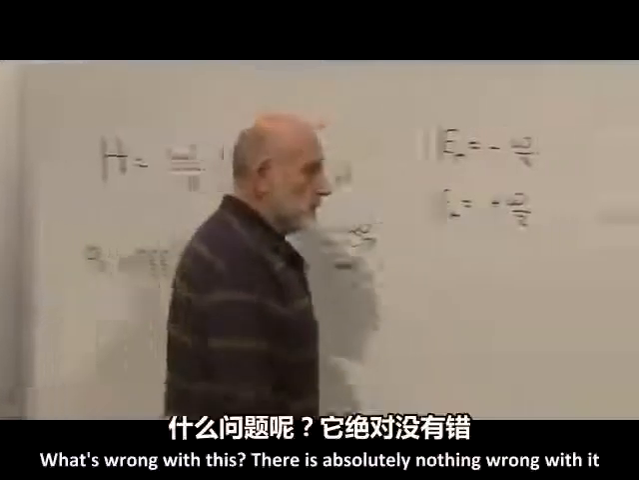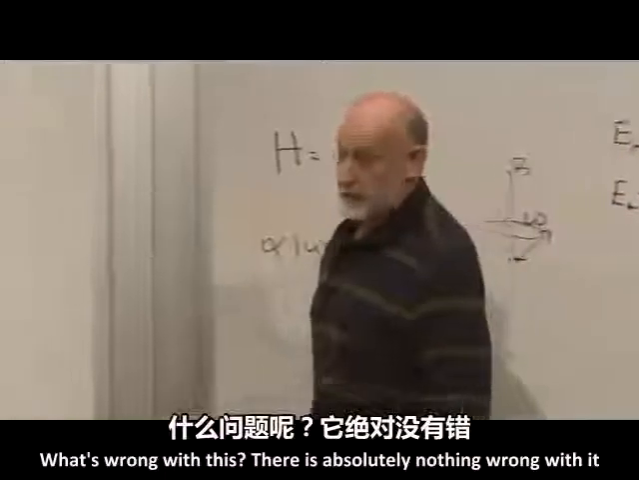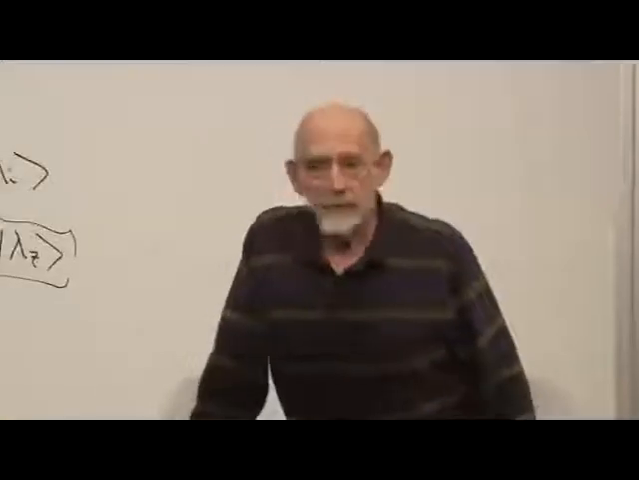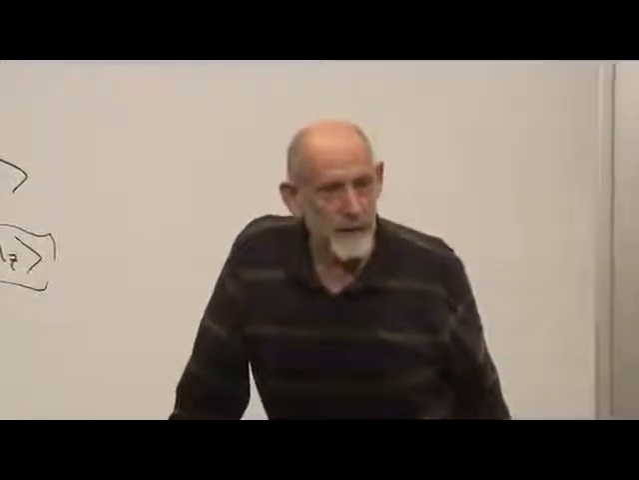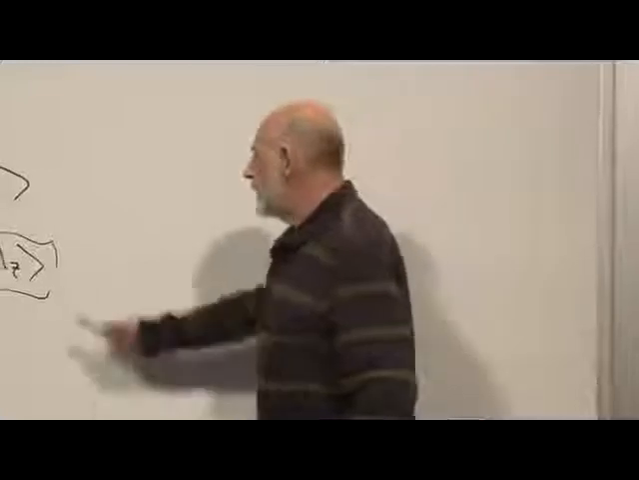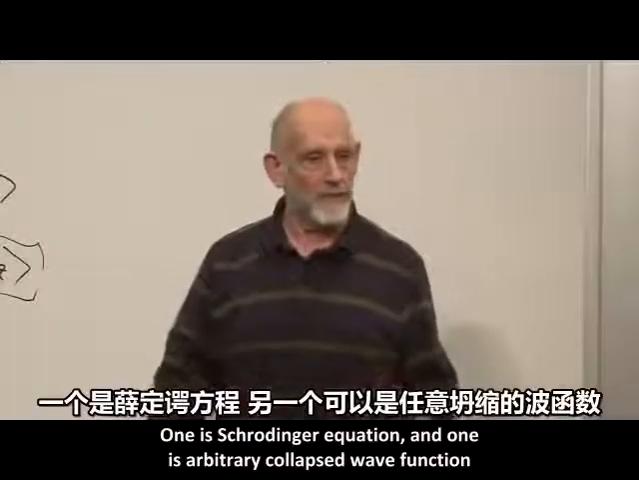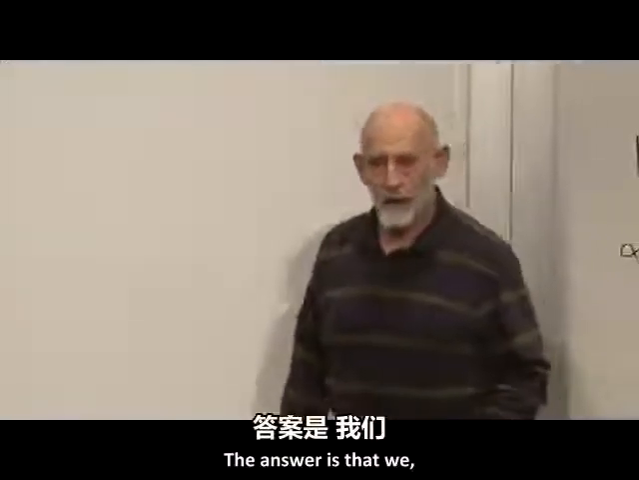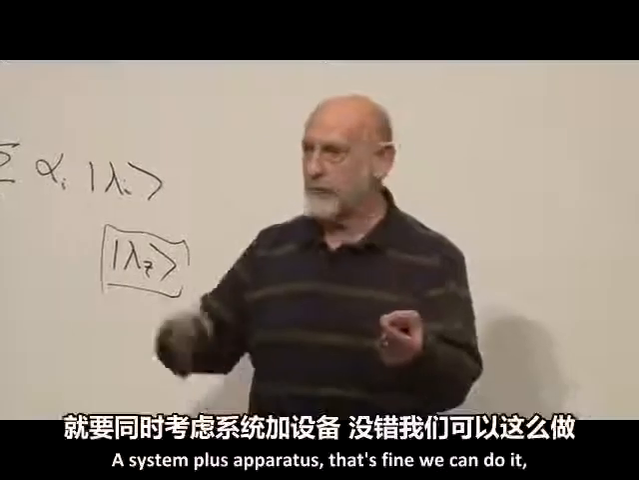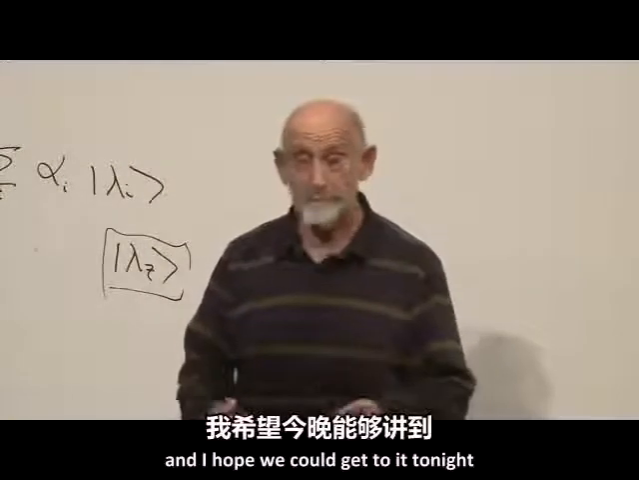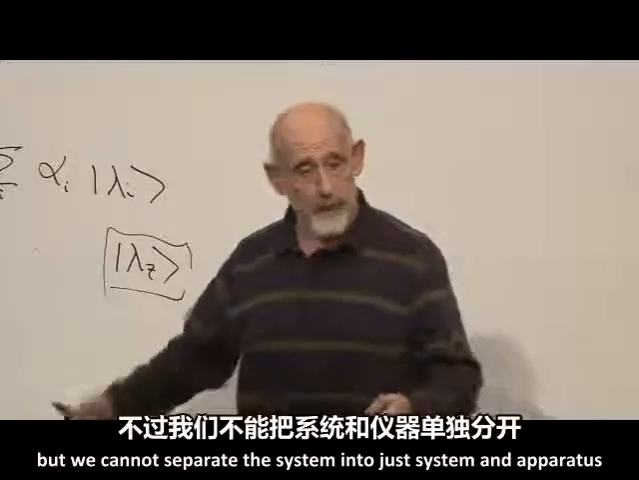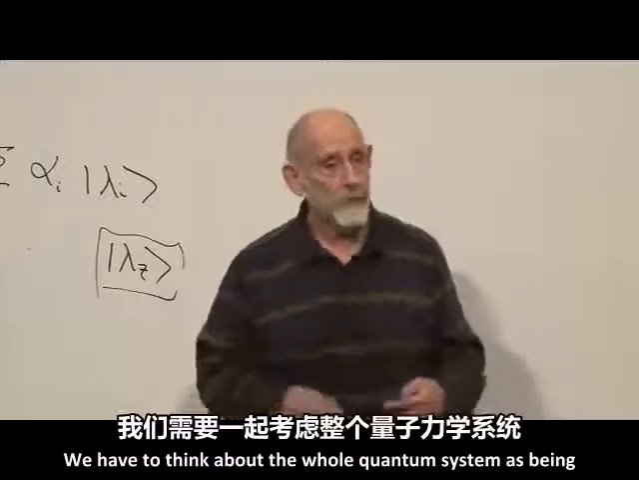All right, now what's wrong with this? Well, there's absolutely nothing wrong with it. It's a correct description of the measurement process. But what is very unsatisfying about it is, after all, apparatuses are just quantum systems. Why do we have two rules for the way systems evolve? One, the Schrödinger equation, and one, this arbitrary collapse of the wave function. And the answer is that if we want to think quantum mechanically about the whole system of system plus apparatus, that's fine, we can do it, and I hope we'll get to it tonight. And then it's pure Schrödinger equation, but we cannot separate the system into just system and apparatus. We have to think about the whole quantum system as being system plus apparatus.